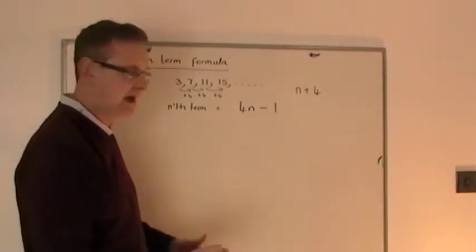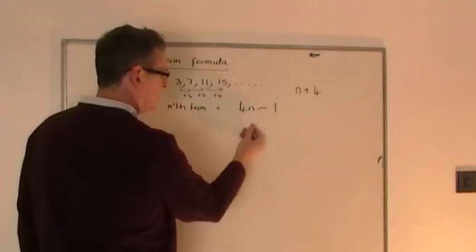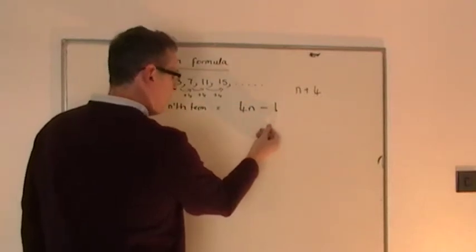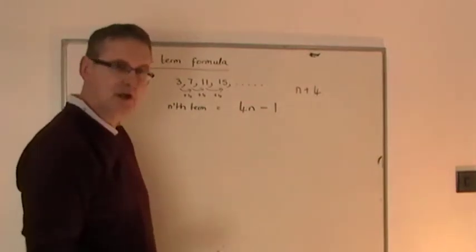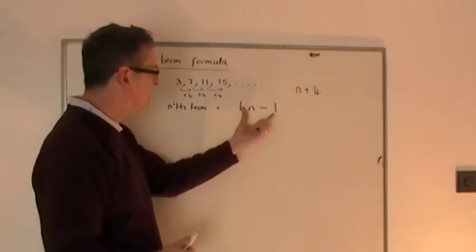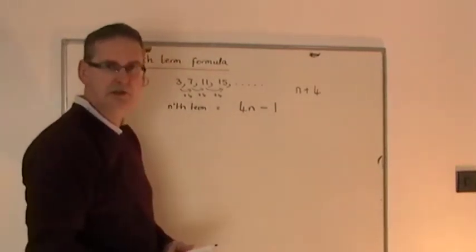Let me just check with the second one. So 4 times, if n is 2, the second term, n is 2. 4 times 2 is 8. Take away 1. The second term should be 7. It is. It's 7. So what you're ending up with is a formula that you can actually work out any term of the sequence you like.